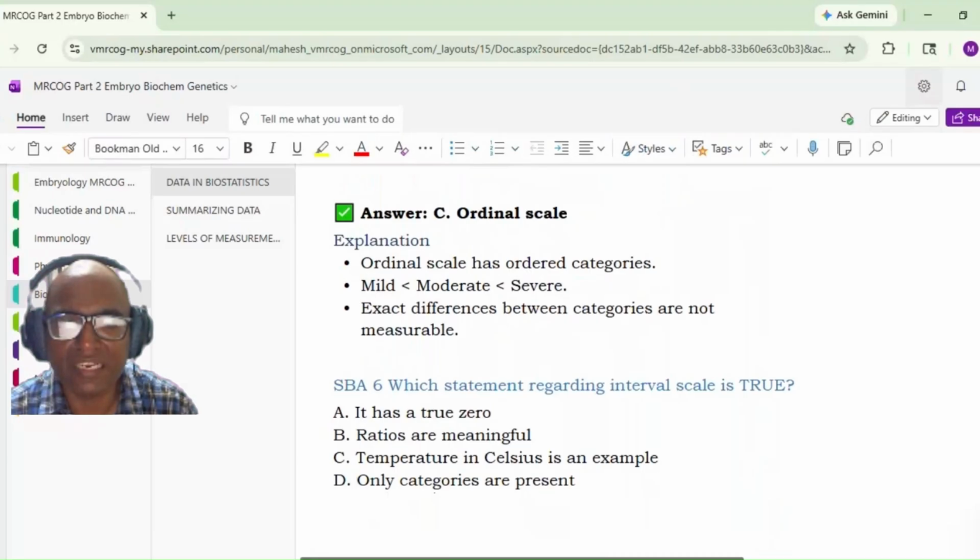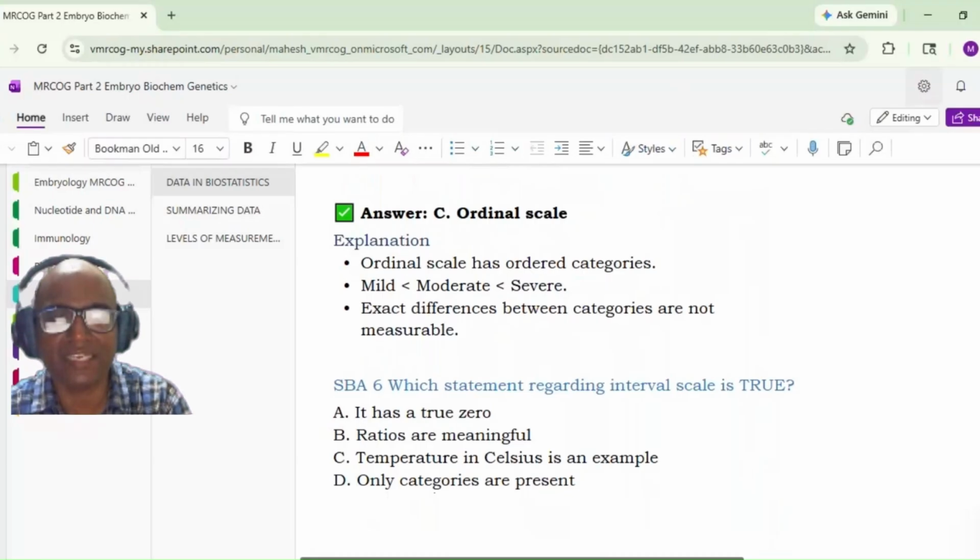So what happens in interval scale? Is there a zero? There is no true zero in interval scale. Ratios are not meaningful. Okay. So temperature in Celsius is interval. So option C.